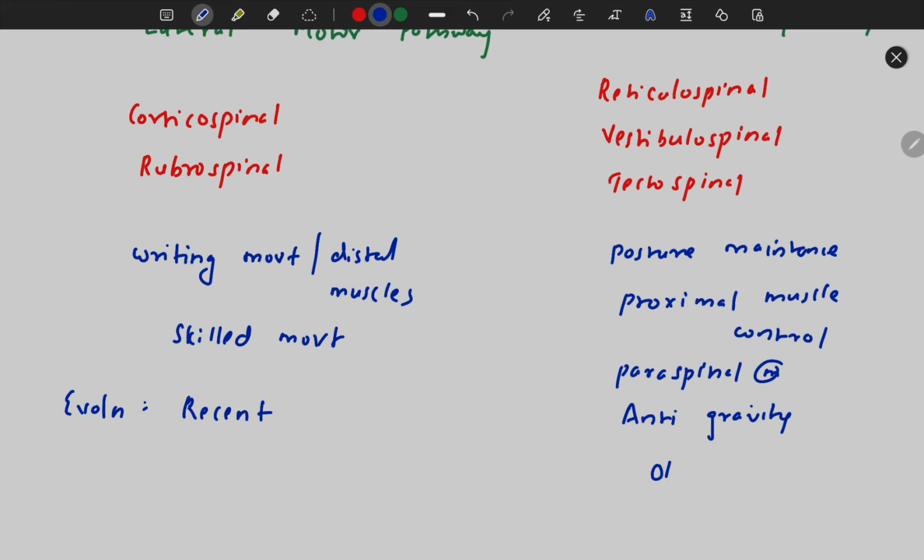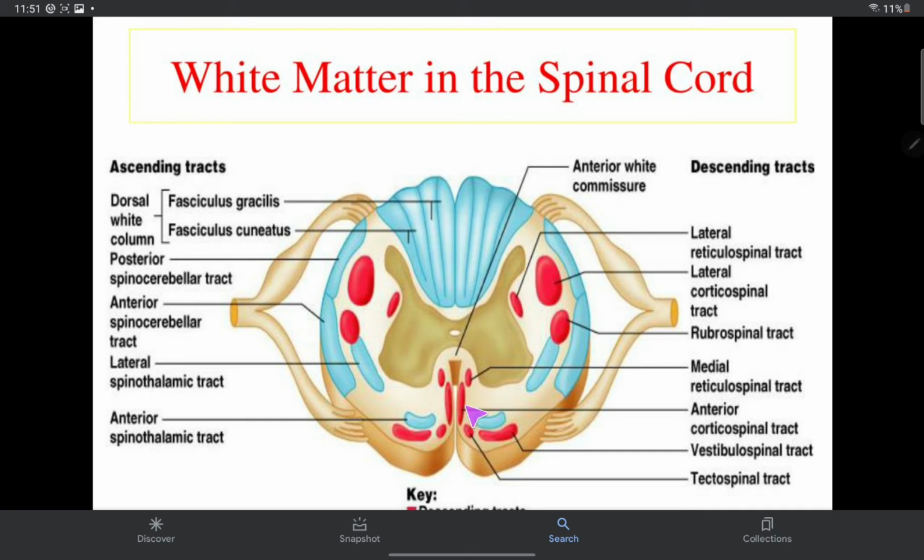So they can be considered as oldest in evolution. So the descending tract, close to the anterior median fissure you have the anterior corticospinal tract, which is this one, and near that you have the tectospinal tract, and you have the vestibulospinal tract. On the lateral side you have the lateral corticospinal tract and the rubrospinal tract. So these are the reticulospinal tract.